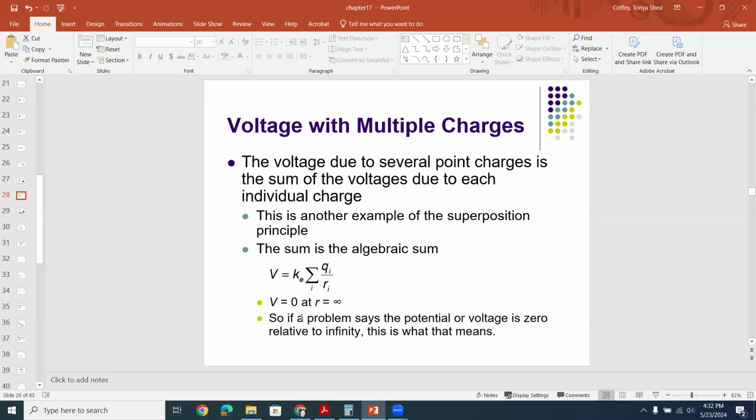And this assumes that the voltage goes to 0 as you get infinitely far away from the collection of charges. So if you see a problem that says, assume that the potential or the voltage is 0 relative to infinity, then that's what that assumption means. And of course, that makes perfect sense because 1 over 10 is 1/10, 1 over 100 is 0.01, 1 over 1,000 is 0.001. So as the value of R gets larger, your voltage gets smaller and smaller until it reaches 0 when R is infinity.